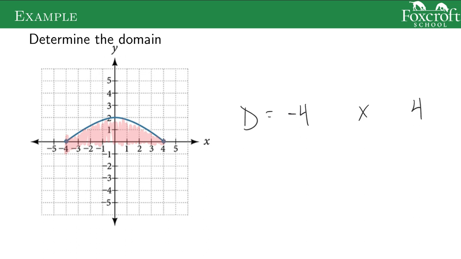You can see both of these are closed dots at the end of my graph, so they're both going to have the equal sign. So my domain is -4 up to 4. x is between -4 and 4. There's a bunch of different ways you can say that, but that's the final answer I'd like to see: x in the middle, and two endpoints on the outside.